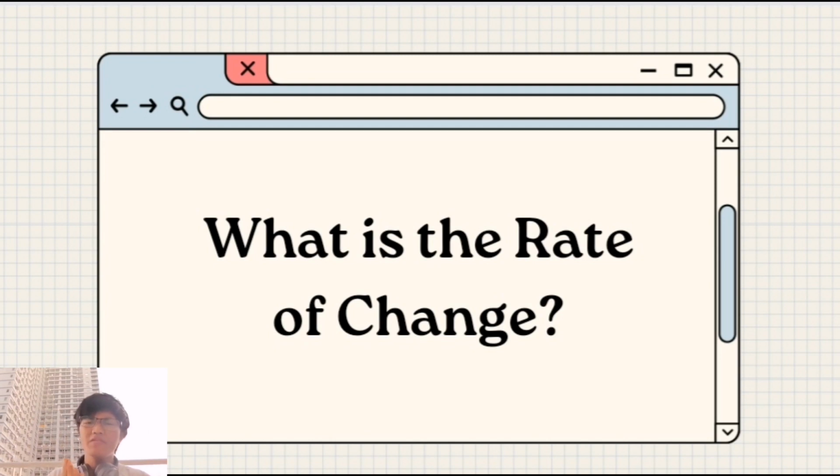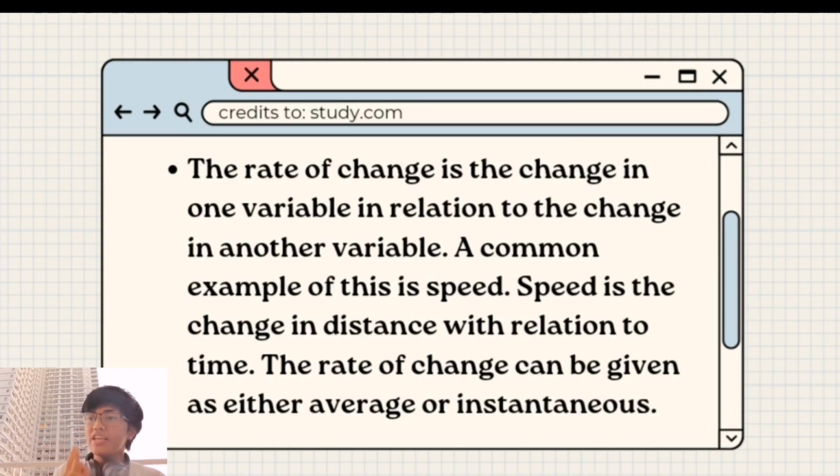So, what is the rate of change? Rate of change is the change in one variable in relation to the change in another variable. A common example of this is speed. Speed is the change in distance with relation to time. The rate of change can be given as either average or instantaneous.